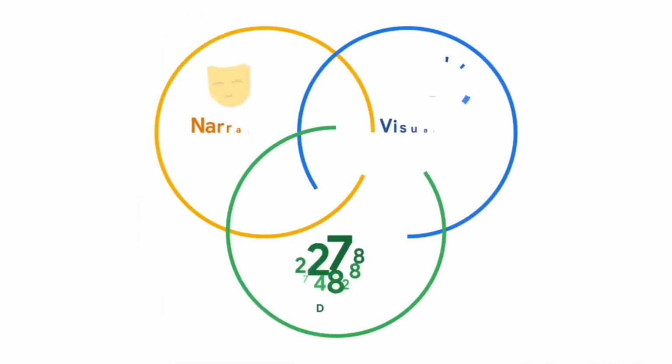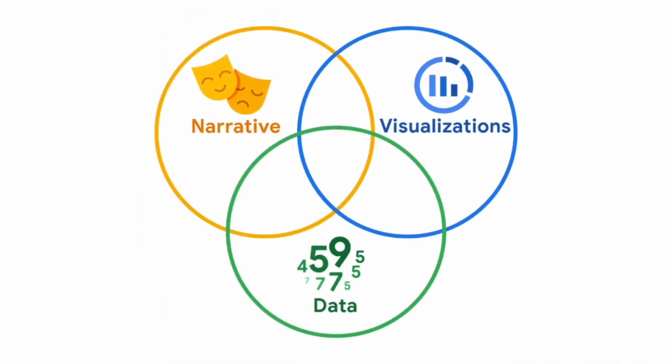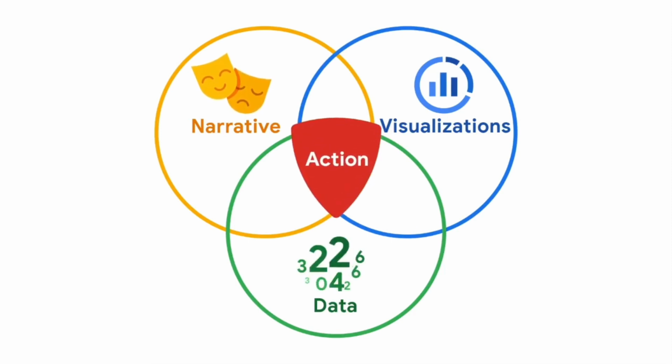A data story has three main components: the data itself, a compelling narrative, and clear visualizations. Together, these pieces should engage your audience by explaining what you learned and how you can use that information to take action. Let's take them one at a time.